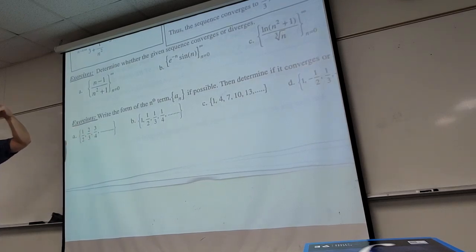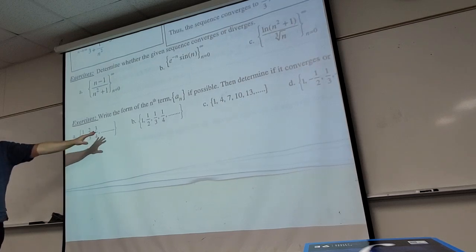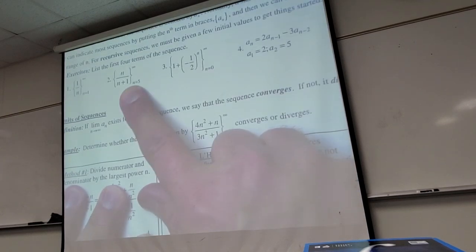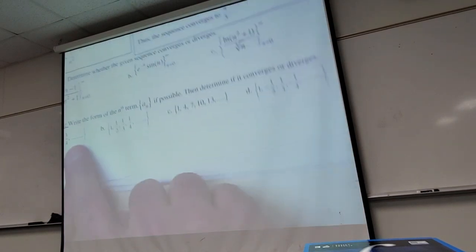trying to go backwards. If you're given a sequence that's already fleshed out number-wise, can you write sort of like the generating function, sort of like doing the opposite of what was up here, right? So this can get very tricky.